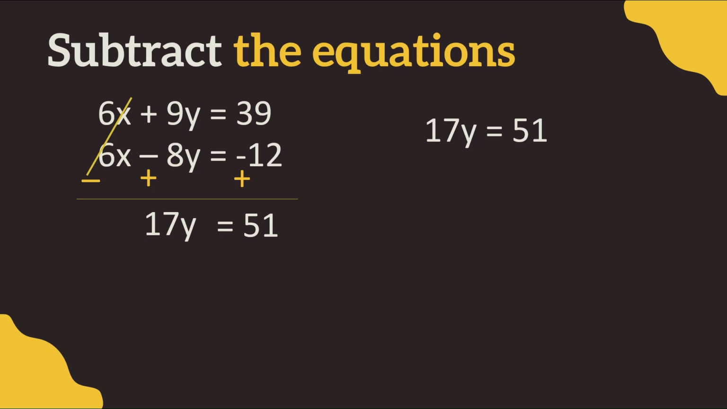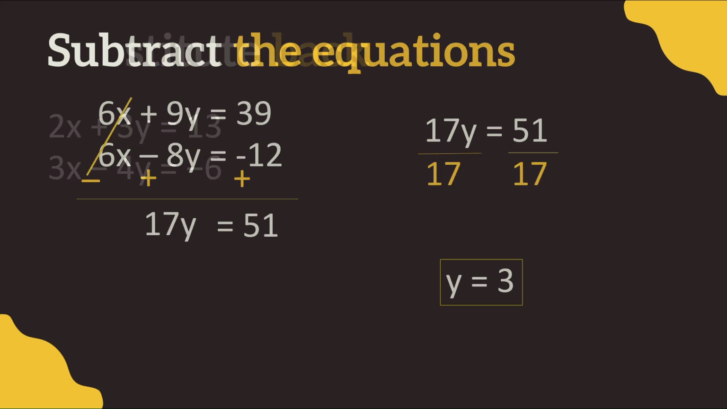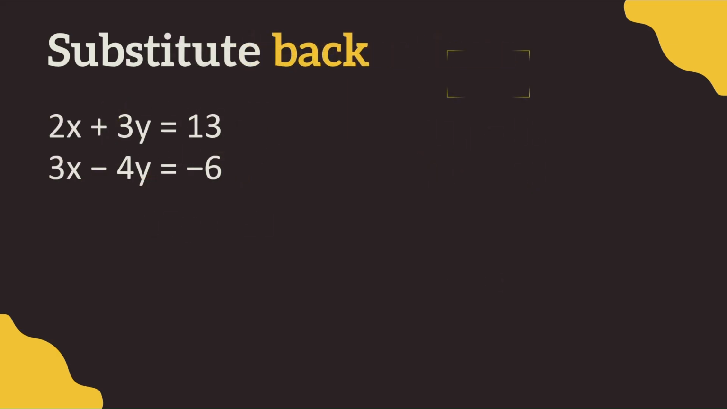Now divide both sides by 17. This gives us y equals 3. We've now found the value of y. Next, we substitute y back into one of the original equations. I'll use the first equation.